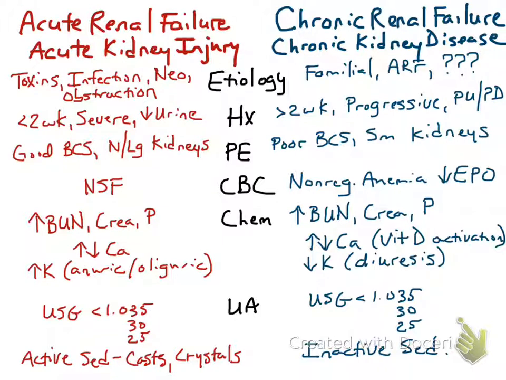So that pretty much sums it up, the differences between acute and chronic renal failure, how we differentiate them both clinically and with our ClinPath data.